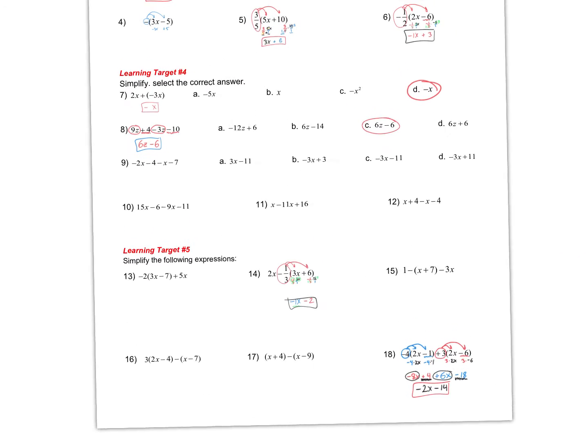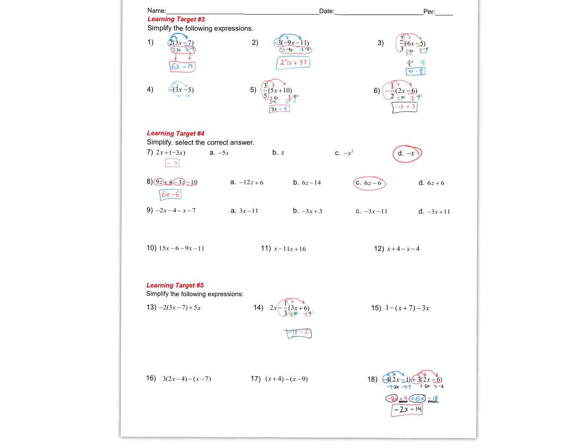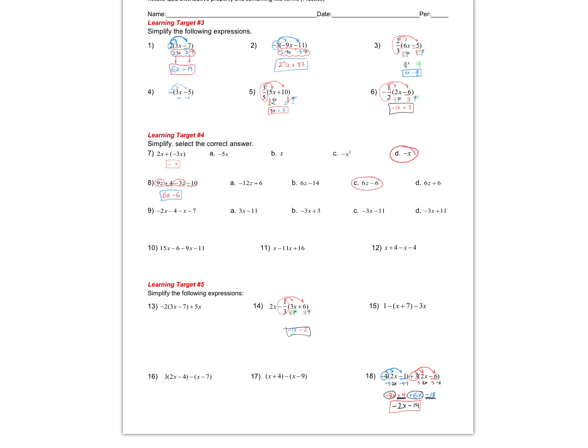I practically did the majority of this worksheet. I would like you guys to work on it for the rest of class. That way, we're going to have a pop quiz on this. It's not really a pop quiz if we already know it's going to be a quiz. So it's a tiny quiz tomorrow. Okay, so it's going to be on this stuff, distributive property and combining like terms.